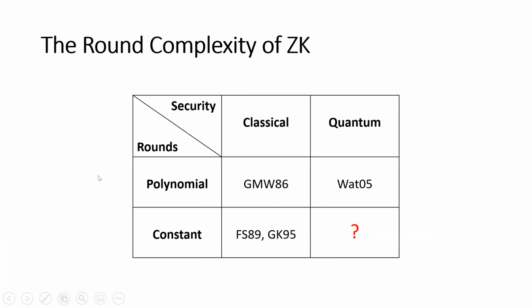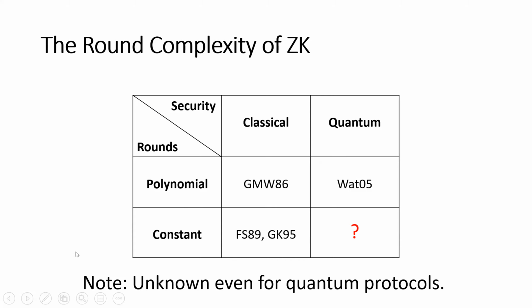So what we knew before this work on the round complexity of zero knowledge compared to the security. Since the end of the 80s, for more than 30 years, we know how to do classical zero knowledge in constant rounds. And since the early 2000s, we know how to do quantum zero knowledge for NP in polynomially many rounds. This is the seminal work of Watrous. We did not know how to do quantum zero knowledge in constant rounds. And note that we are aiming for classical honest parties, but this question was open even if we let the prover and verifier be quantum with a quantum communication line between them.